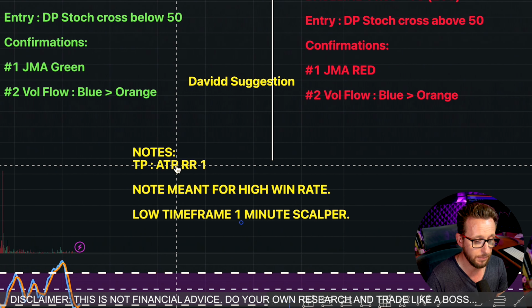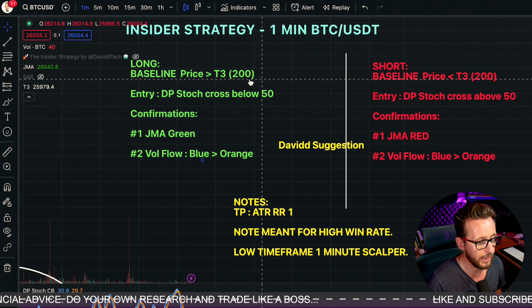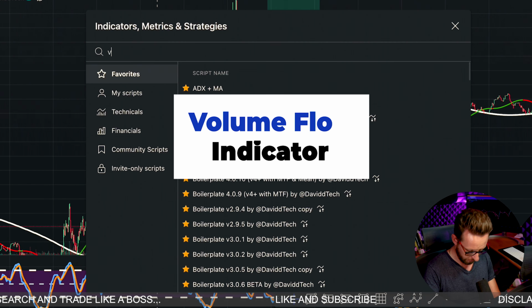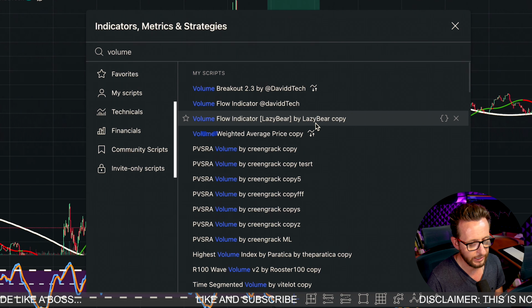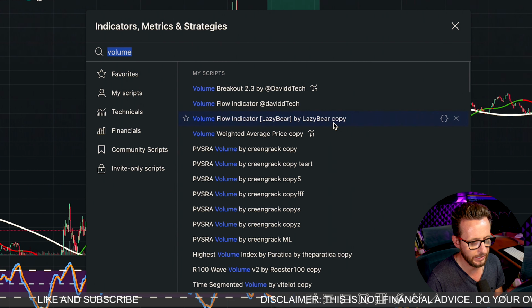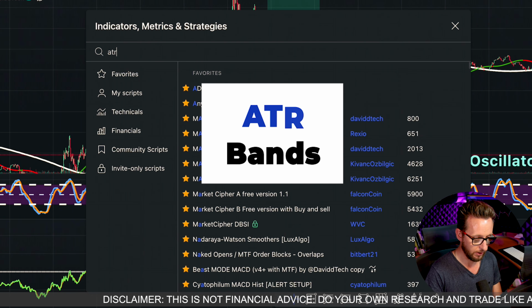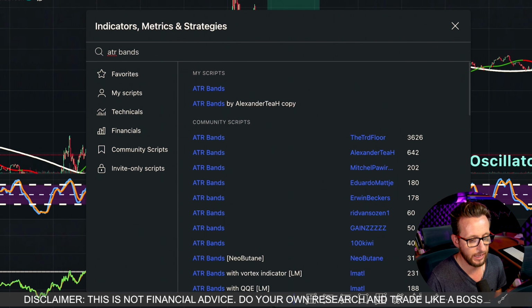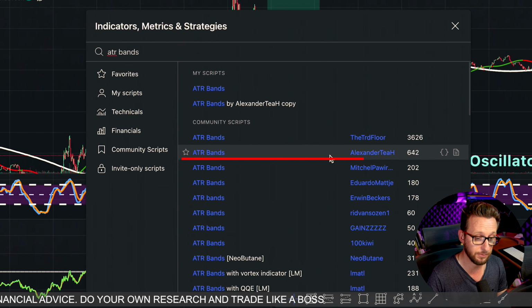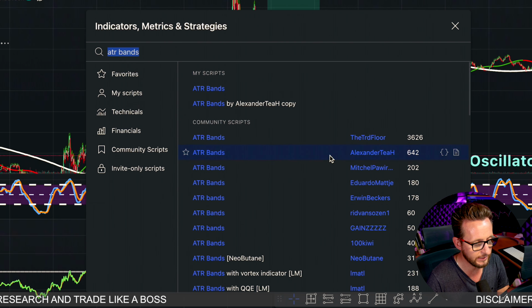So let's have a look at adding that to the strategy as well. We're going to be using ATR bands to set our stop loss and take profit. So let's get adding those. Okay, so we're going to be adding a couple more indicators to our charts over here. We're going to go for volume flow, the volume flow indicator by Lazy Bear, this one over here. So I'm going to click that, and that's going to add an indicator to our chart. And then we're also going to be using the ATR bands, by Alexander TH, another fantastic developer. We've used this one in most of our strategies, so hats off to him. Right, okay, let's add that as well.